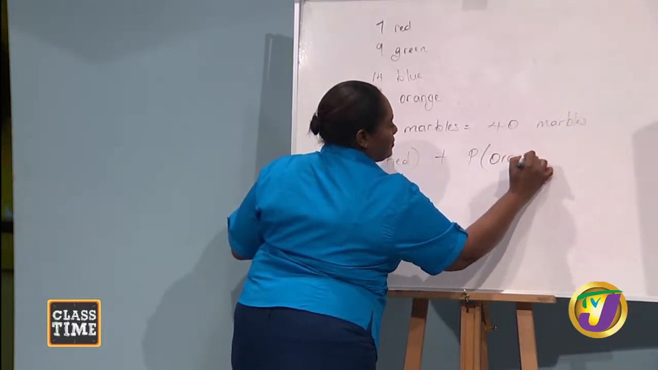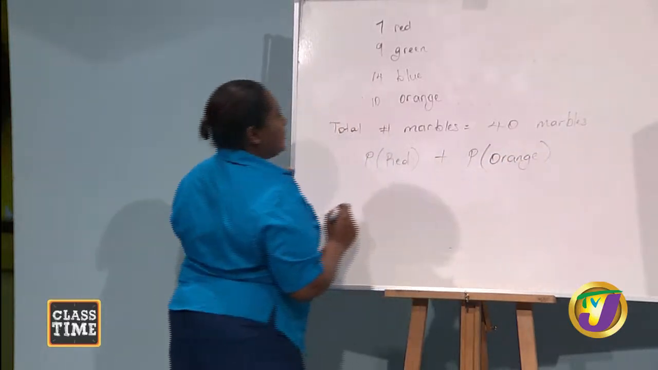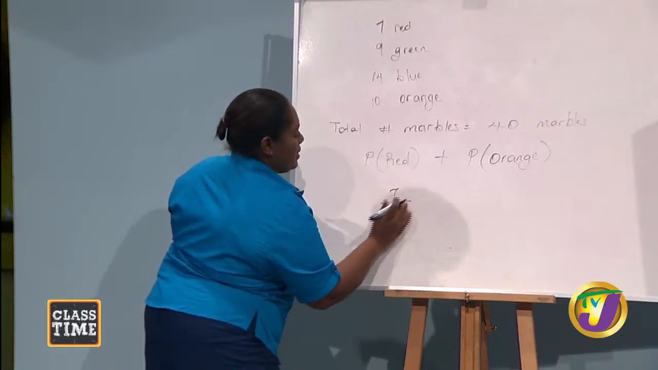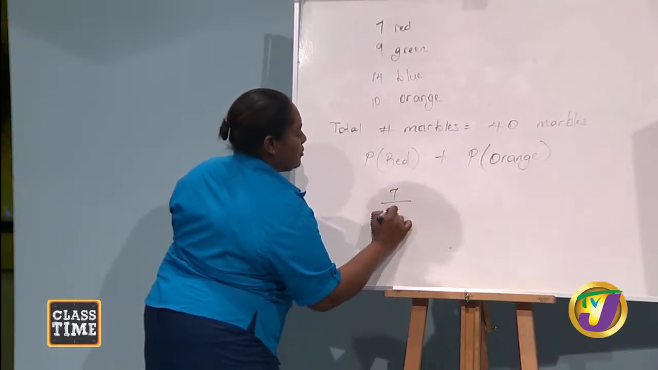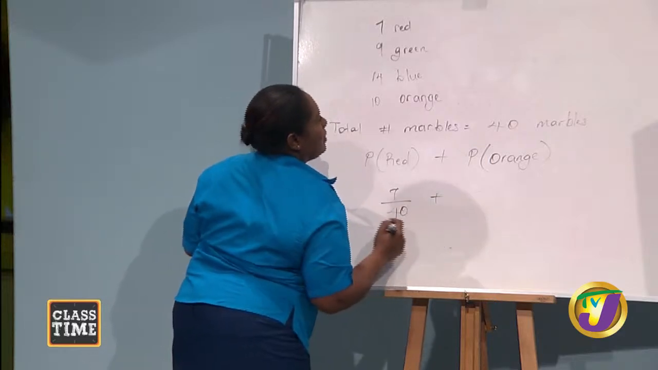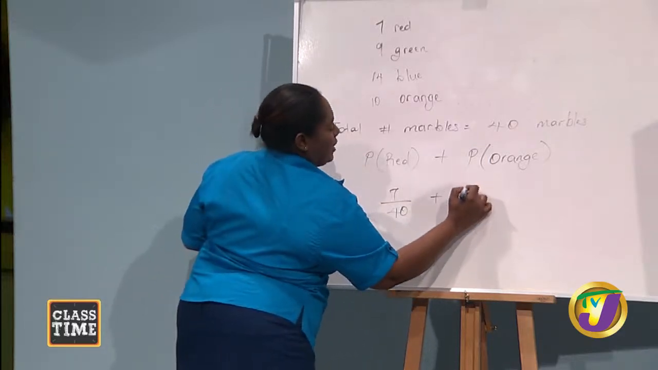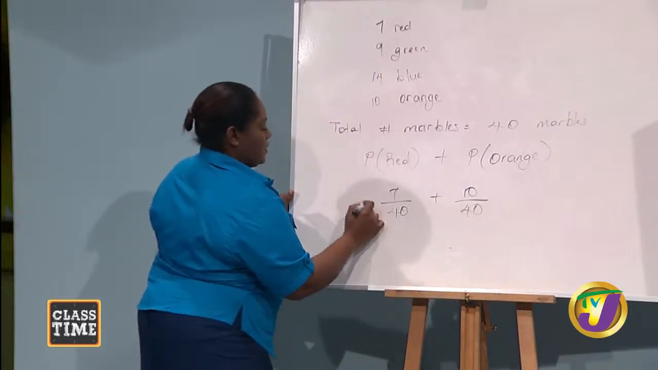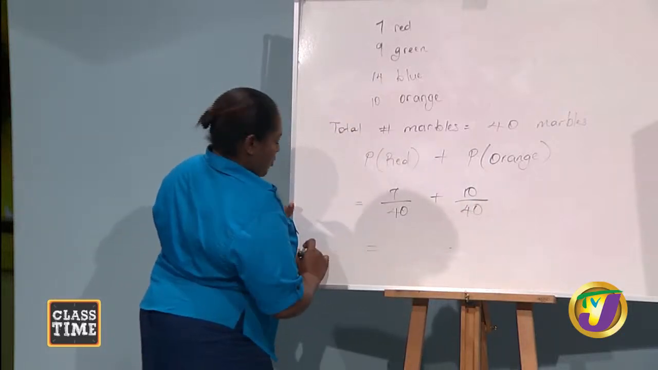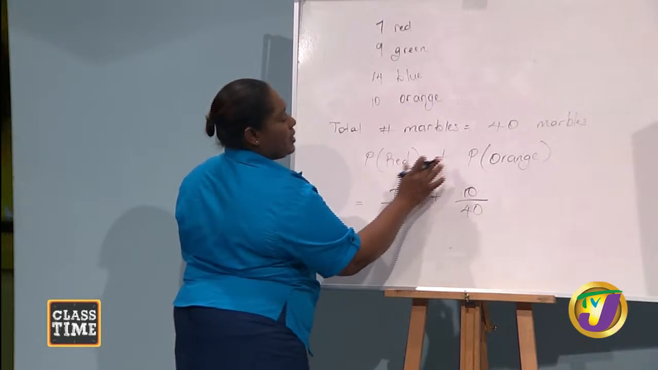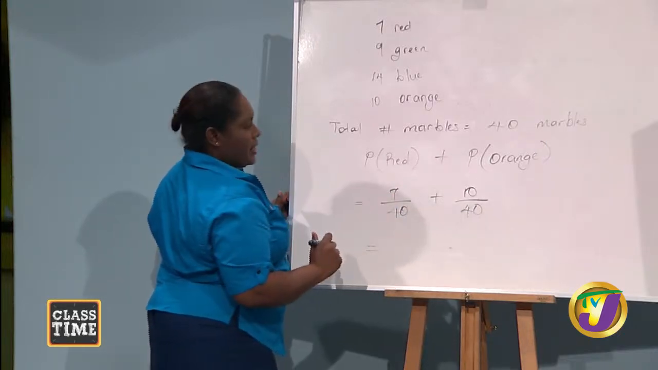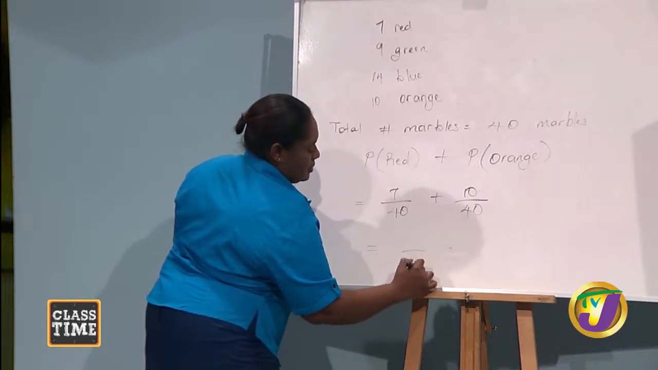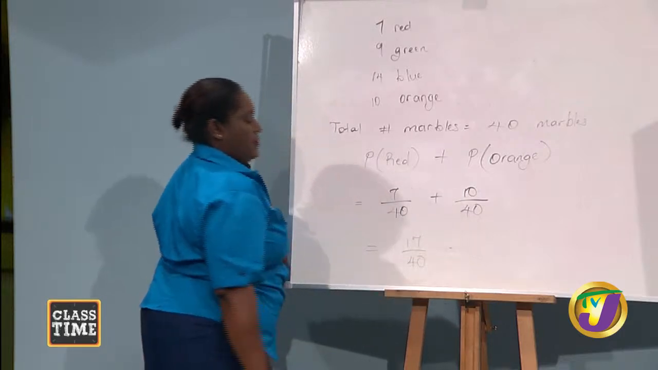Okay. And we know that there are 7 red, and the total remains 40. And there are 10 orange, and the total remains 40. So the probability of selecting red or orange would be 17 out of 40.